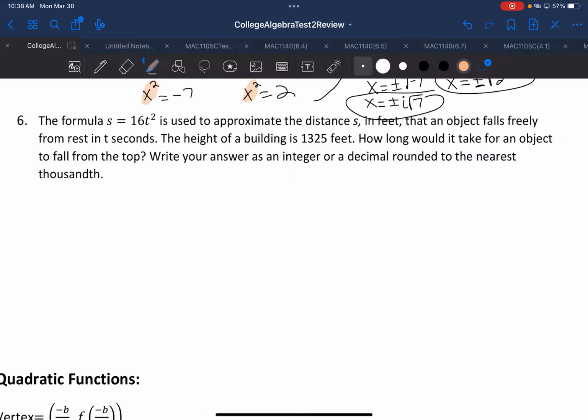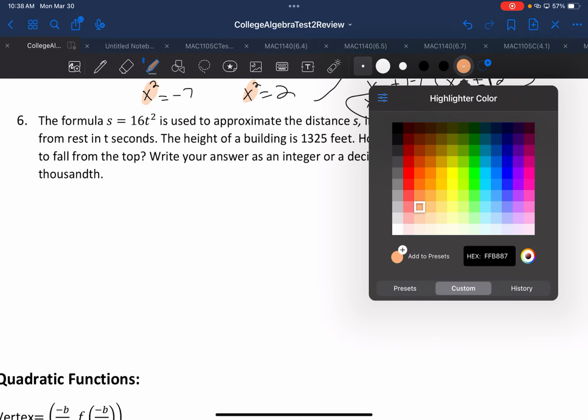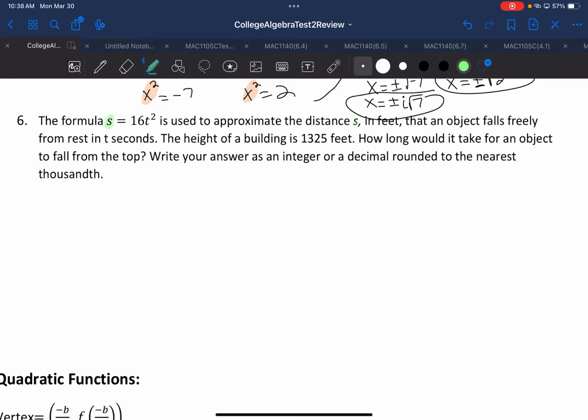Okay. So this one isn't that bad. It sounds crazy, but it's really not that bad. They tell me that S is equal to the distance in feet that an object falls freely from rest after t seconds. So that's the distance. Like if I dropped it from rest, how far will it fall? How far would it have fallen after t seconds? So after 5 seconds, I would plug 5 in for t, and that would tell me the distance from where I dropped it to where it's at 5 seconds.